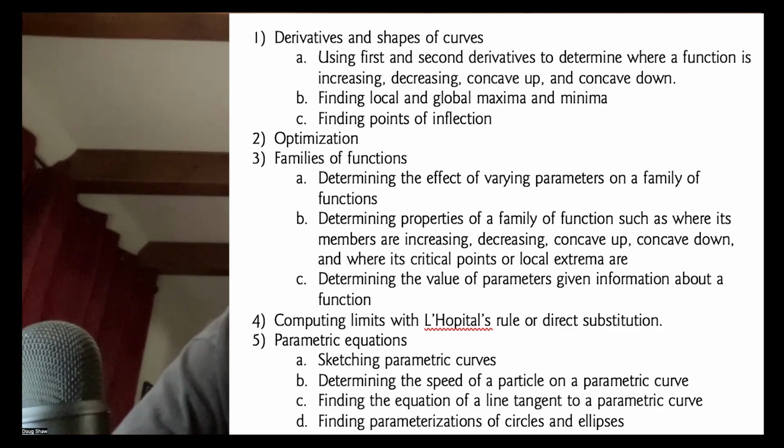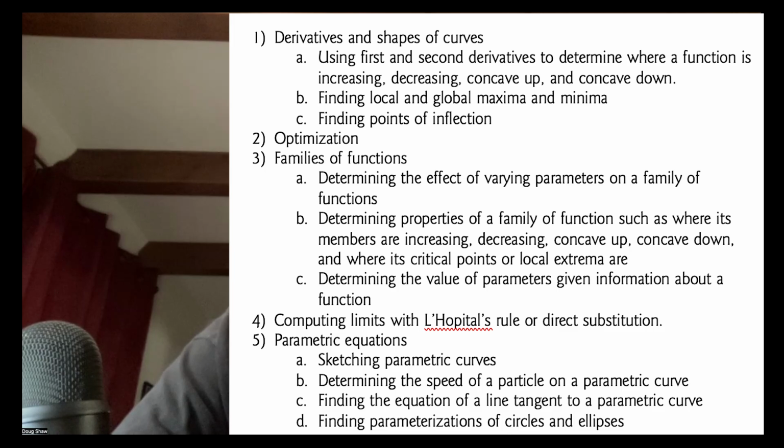Then families of functions. What did you do for them? We determined the effect of varying parameters on a family of functions. This was mostly a calculator exercise. We determined properties of a family of functions, such as where it's increasing, decreasing, concave up, concave down, where its critical points or local extrema are. So the same as regular functions, but now we're dealing with a family, so your answer will have letters in it. And then determining the value of parameters given information about a function.